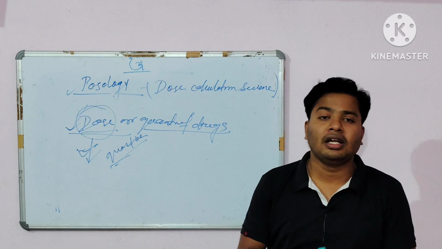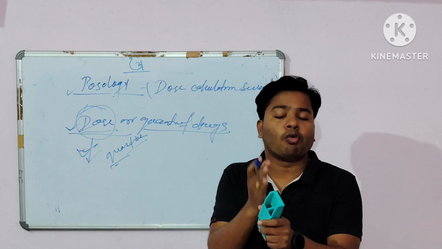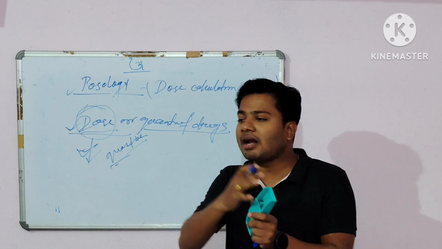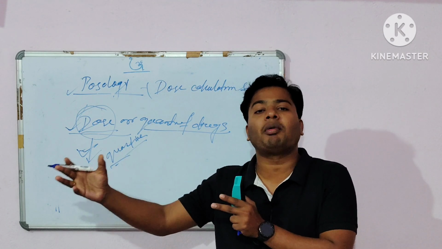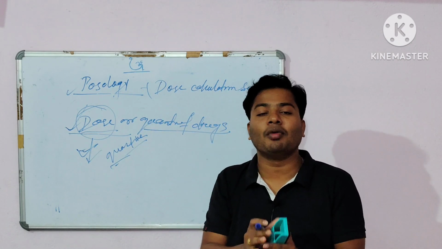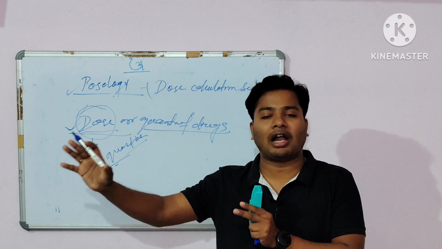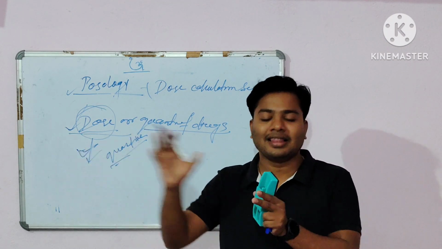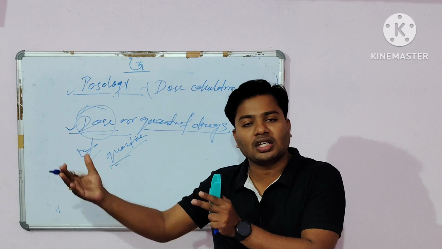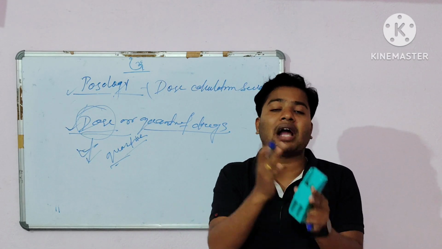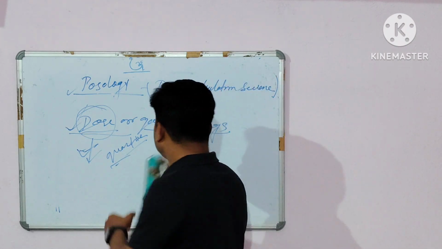Now come to the point. What are the factors affecting posology? That means when a physician prescribes medicine to the particular patient, what are the parameters and factors that affect the calculation of the dose? During the calculation of the dose for the particular patient, what parameters will affect it?